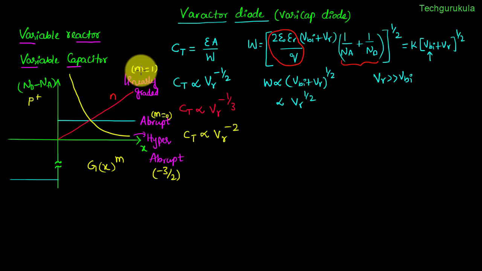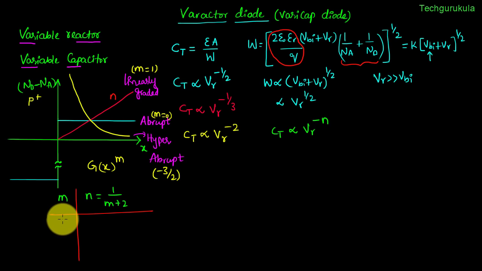And now, in a very generic way, if you want to write the depletion capacitance, Ct can be written as proportional to Vr power minus n. And now we can find a relationship between m and n. It so seems that n is actually given by 1 over m plus 2. And let us make a list of them. In the linear case, where m is 1, n would be equal to 1 over 3. And when m is 0, in the case of abrupt, the value of n would be half. And in the hyperabrupt junction, where m is minus 3 over 2, n is equal to 2.